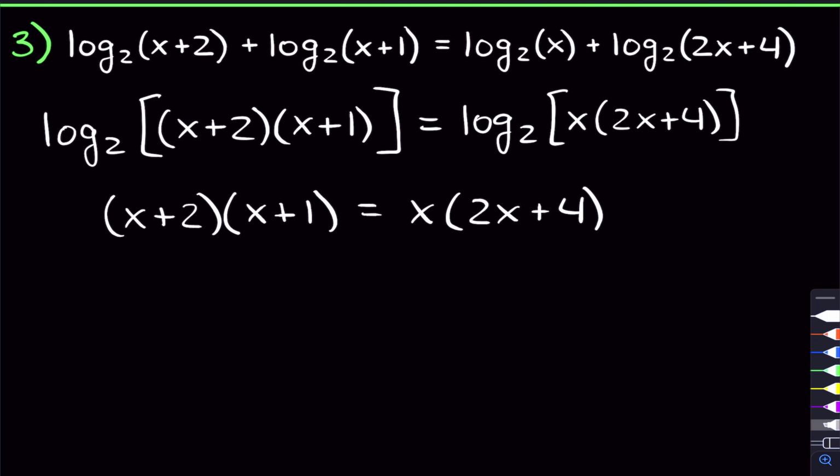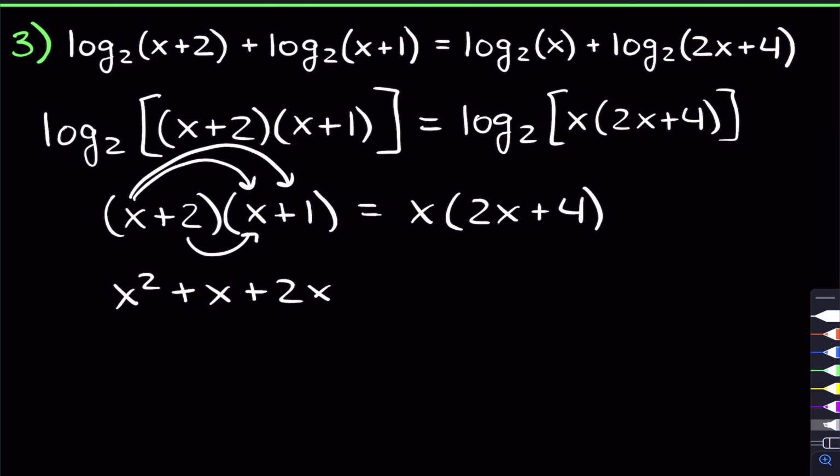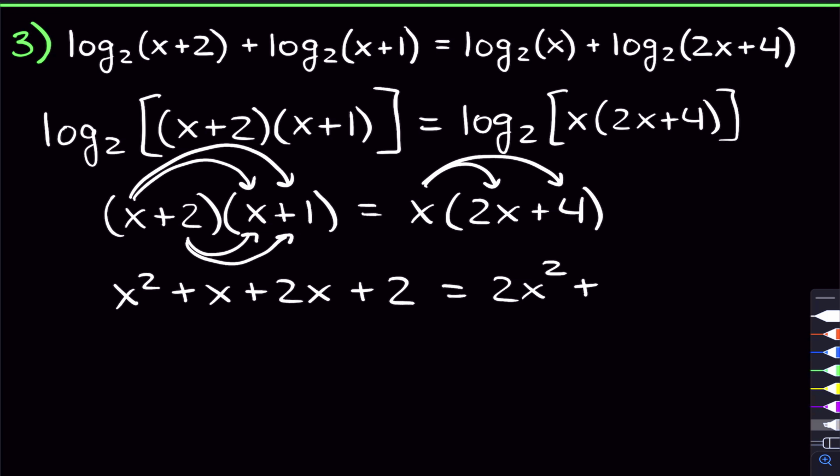And now it's a bit more straightforward how you solve for x. We can multiply x times x to get x squared. X times 1 gives us plus x. 2 times x gives us a plus 2x. And 2 times 1 gives us plus 2. And then on the other side, we have x times 2x, that's 2x squared, and x times 4, which is 4x.